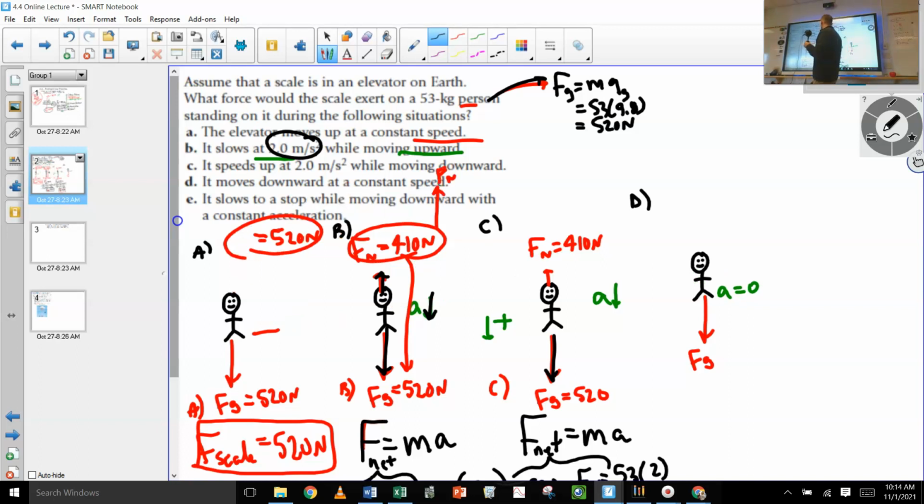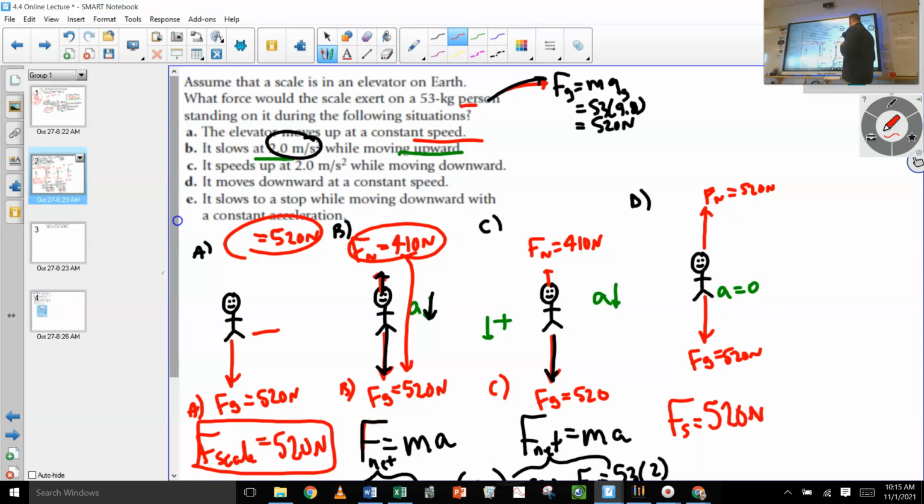That means that this upward force is going to be the exact same as your gravity. And we know that gravity is 520 newtons. So that means that this is 520 newtons. So the force of the scale is equal to what the normal force reads, 520 newtons.